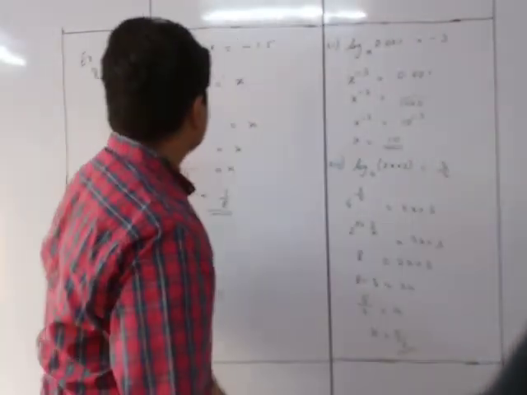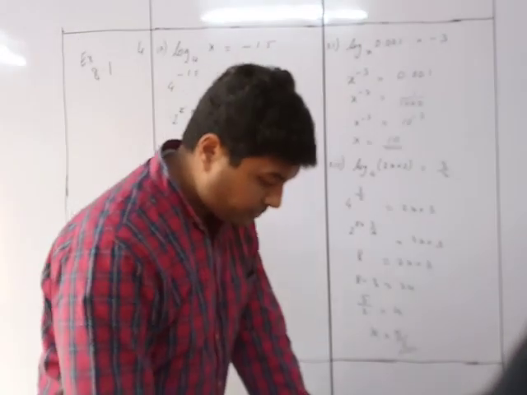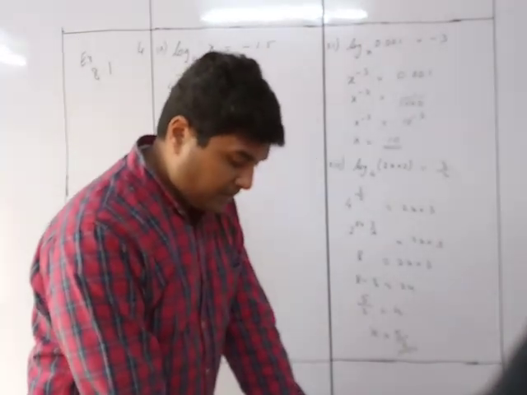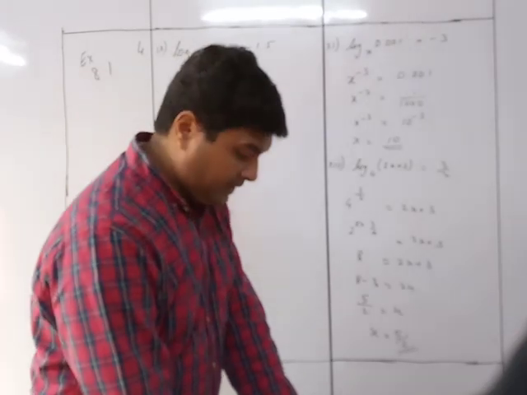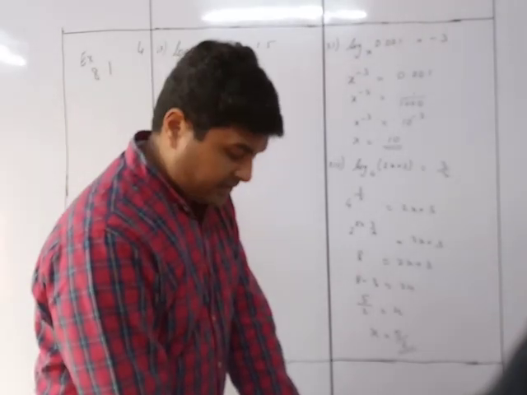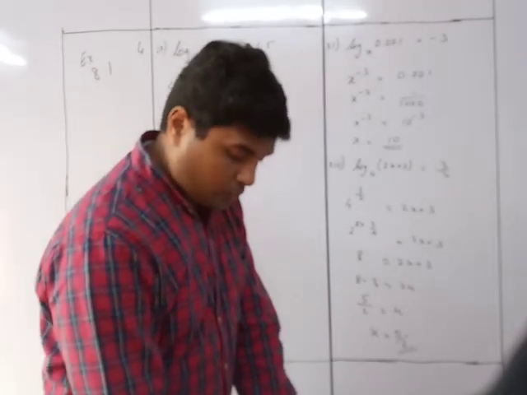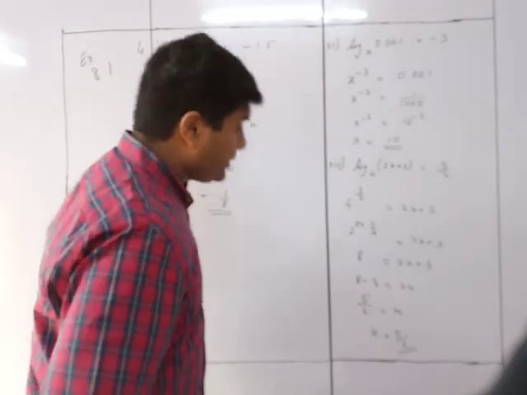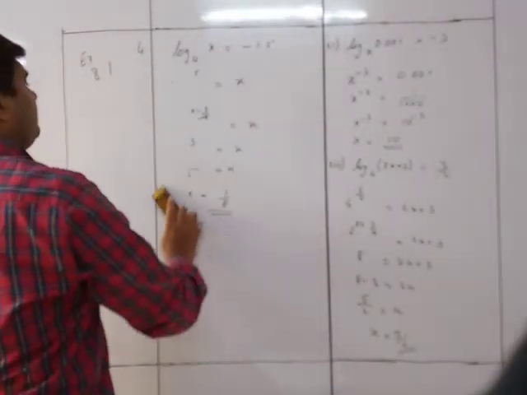Checking the answer for sum number 9. Sum number 9 was 1 upon 8, 11 was 10, and 13 was 5 upon 2. We move further to sum number 13, after that 15.